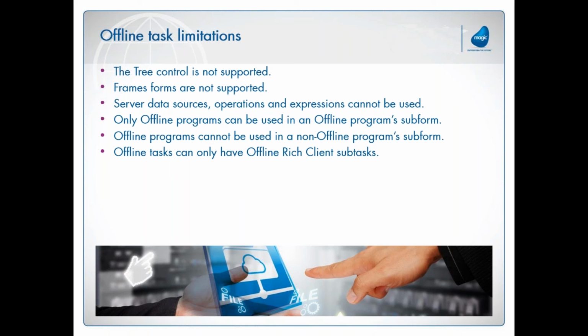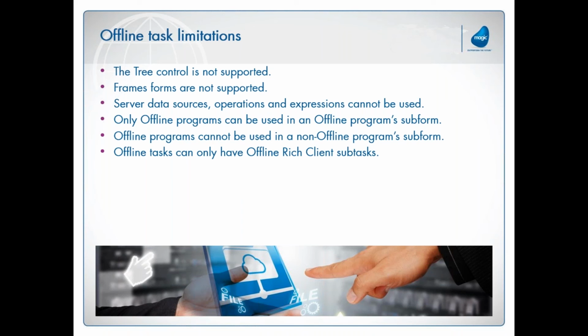Some limitations for offline tasks. We don't support the tree control and frames in offline tasks. Server data sources, operations, and expressions also cannot be used, of course, because as I've mentioned, offline tasks cannot and will not access the server. So in case you have a server data source, operation, or expression in an offline task, you will get a checker error. If you run the checker, of course you will get an error on those things.